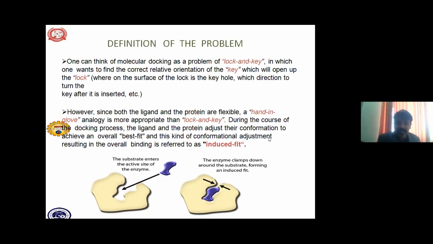You can see in the picture, this molecule comes and binds here. If it fits properly here, you can say the substrate entering the active site of the enzyme, and the enzyme clamps around the substrate, forming an induced fit. So this is one example of the definition you can see here.